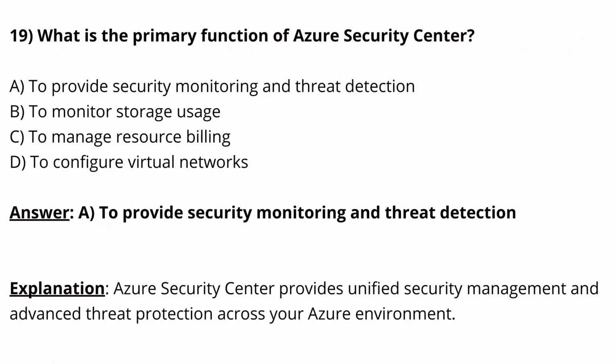Question number 19. What is the primary function of Azure Security Center? Option A, to provide security monitoring and threat detection. Option B, to monitor storage usage. Option C, to manage resource billing. Option D, to configure virtual networks. So the correct answer is to provide security monitoring and threat detection. Azure Security Center provides unified security management and advanced threat protection across your Azure environment.